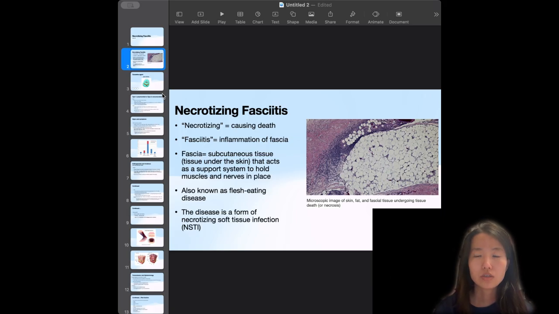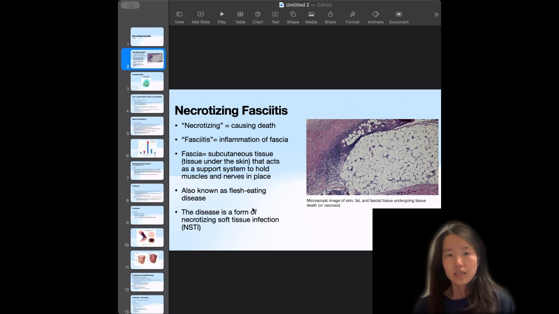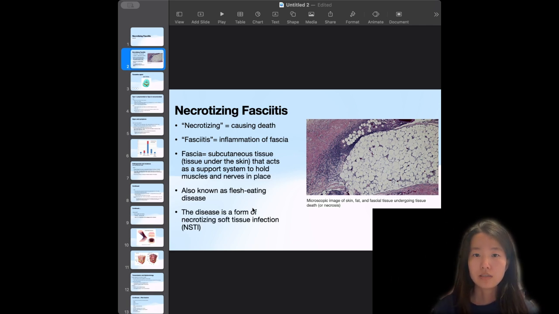Necrotizing fasciitis is also known as the flesh-eating disease, which explains the nature of the disease, causing tissue death, necrosis, and gangrene. The disease is also part of a bigger group of infections called necrotizing soft tissue infection, abbreviated to NSTI. The image on the right shows necrotizing fasciitis in action. It is a microscopic image of skin, fat, and fascial tissue undergoing tissue death.